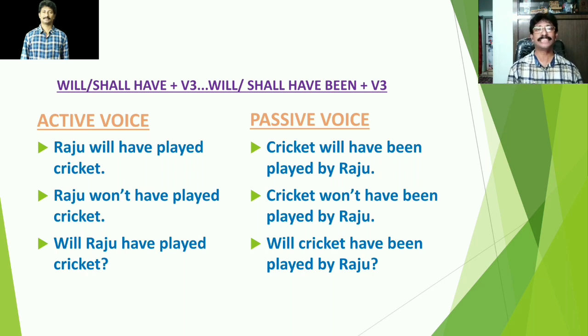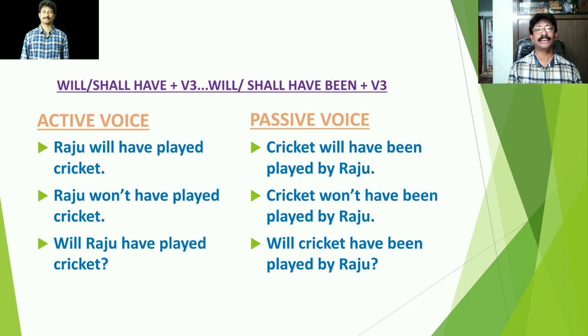Then look at the second sentence here. Raju won't have played cricket. Because of the inclusion of not, it is called a negative sentence. Then how do we change this negative sentence in its passive voice form? Cricket won't have been played by Raju. So cricket is followed by won't. Won't remains unchanged in its position here and which is followed by have been played by Raju.